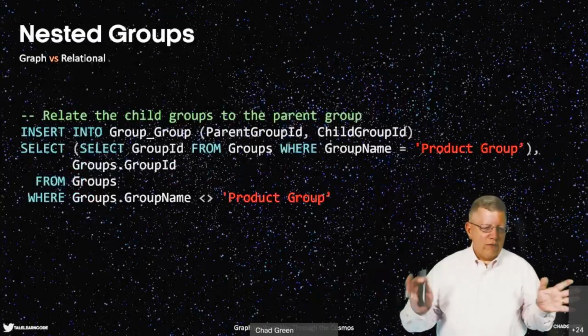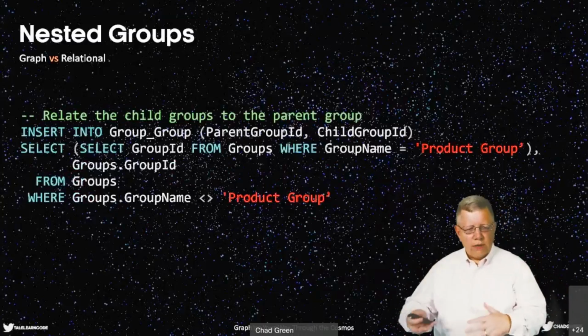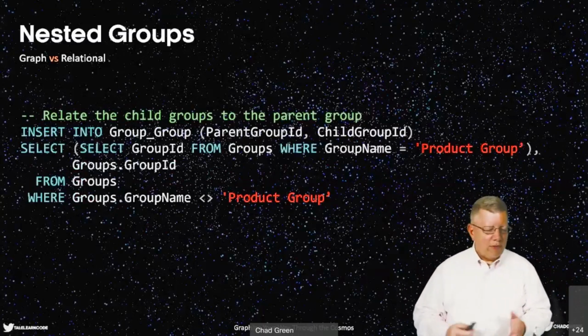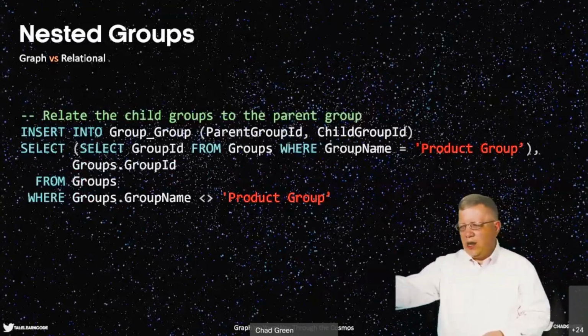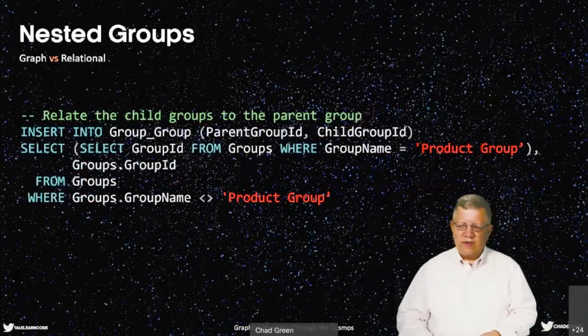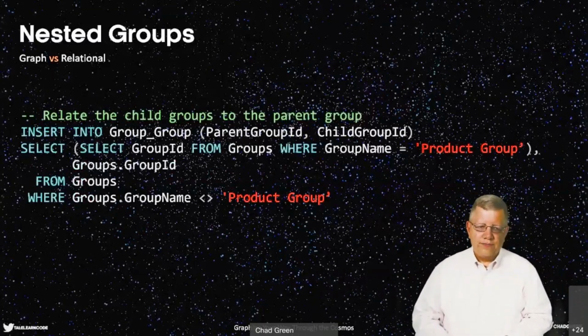Unless you had a parent, right? I mean, if it was just simple parent-child, then we wouldn't have to necessarily do a join table. But in this example, we're allowing them to be parts of multiples. And here you can see we're doing the SQL to get the data in there.